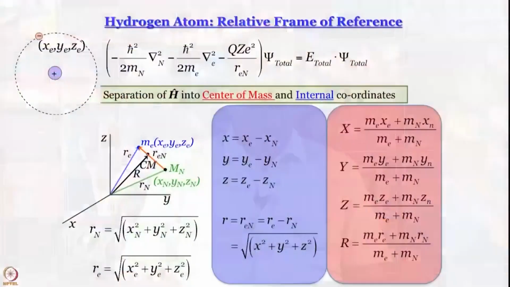So, to recapitulate, this is what we have done so far. We have said that the Schrodinger equation for hydrogen atom is written in a relative frame of reference. So, we start with this central force problem.